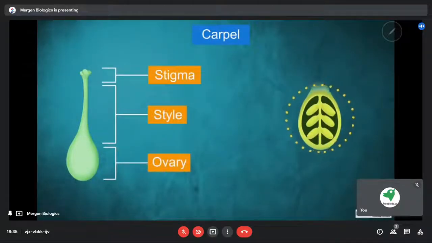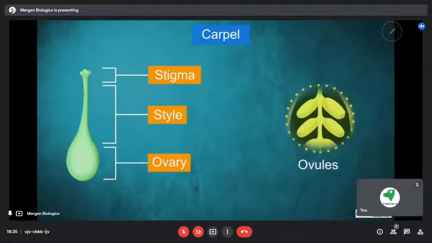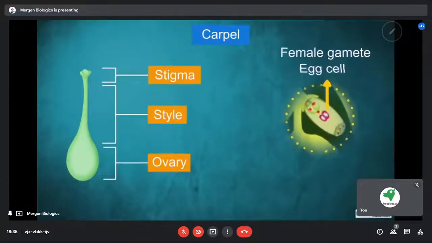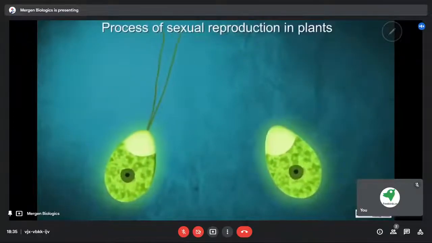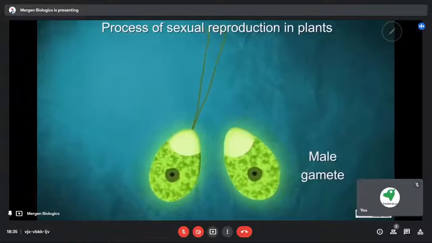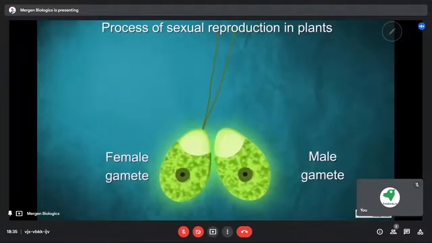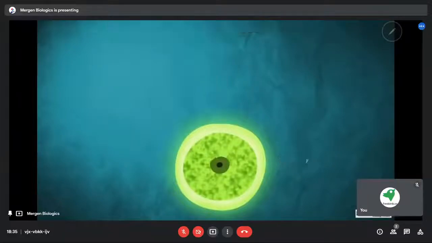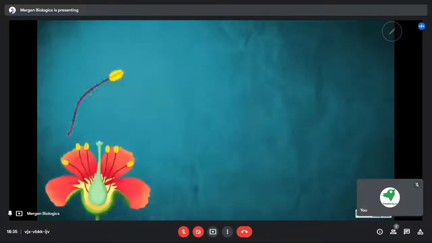As you all know, in humans, in animals, and in plants, for fertilization it is important that the male gamete fuses with the female gamete and forms a zygote. So this is the process of sexual reproduction in plants. The female gamete and the male gamete fuse to form a zygote. But how do they come in contact with each other?